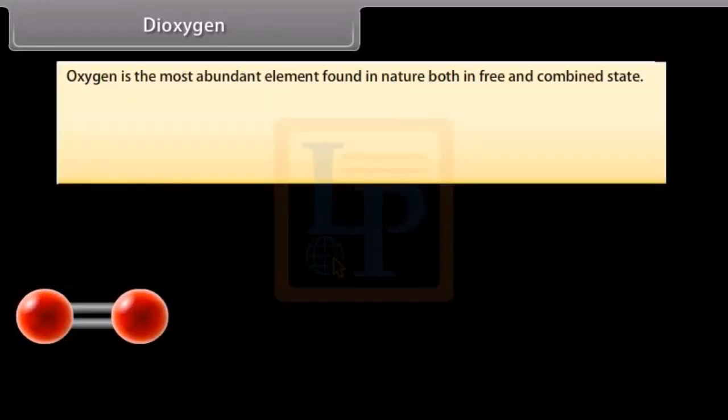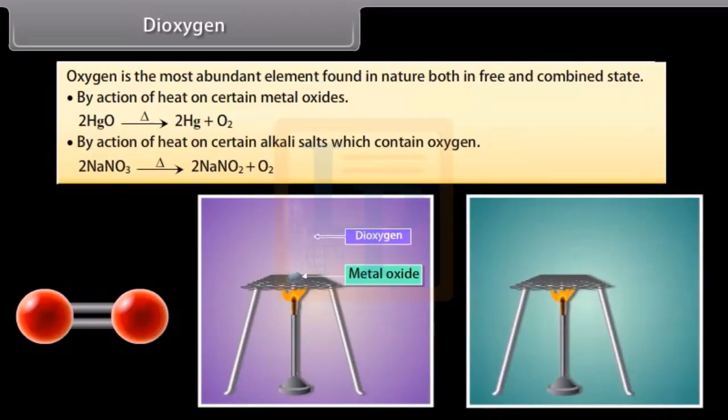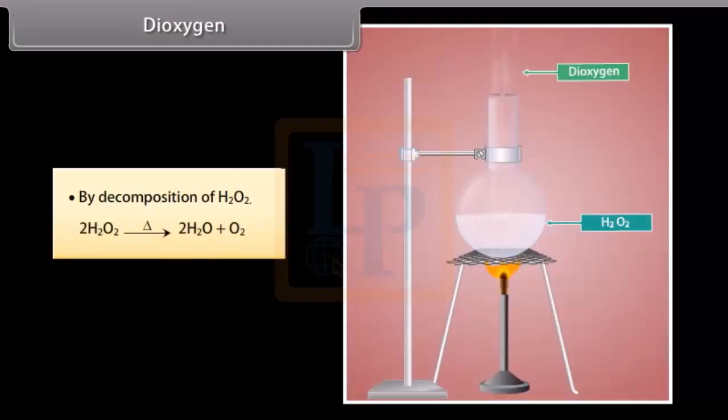Dioxygen. Oxygen is the most abundant element found in nature, both in free and combined state. Nearly all rocks, clays and many minerals contain a high proportion of oxygen. Preparation of dioxygen can be done by the following methods. By the action of heat on certain metal oxides. By the action of heat on certain alkali salts which contain oxygen. By decomposition of H2O2.